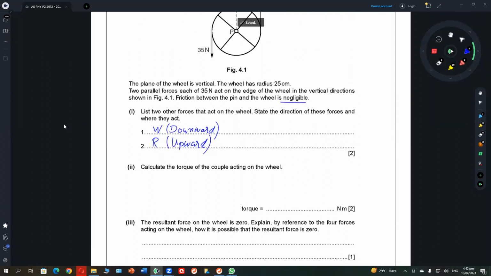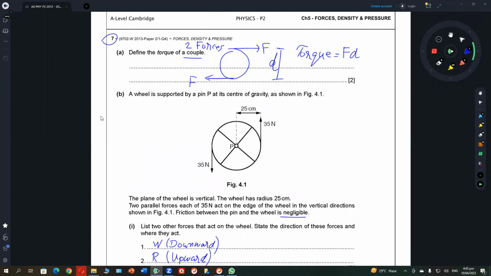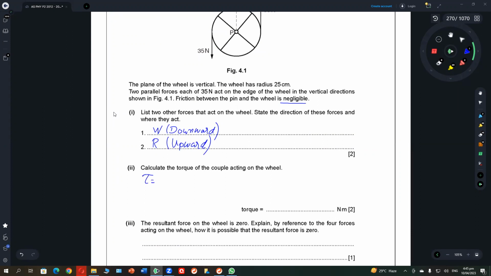Calculate the torque of the couple acting on the wheel. I had already given the formula upside. You can check it. But remember, you have to take the whole separation. So if I take it in whole, now this is the formula for torque.